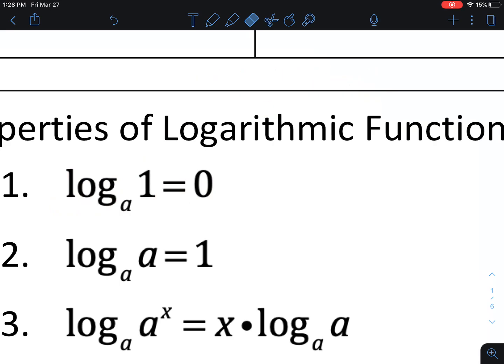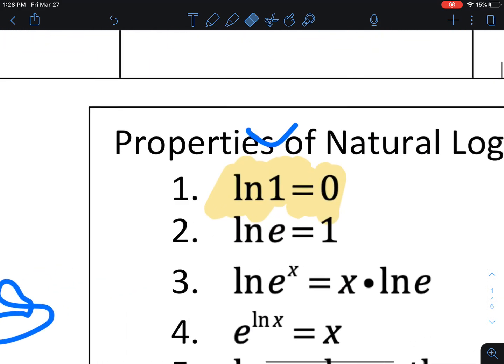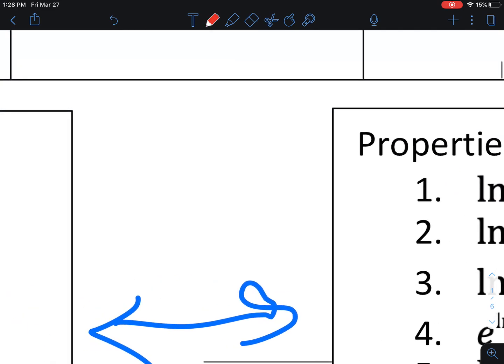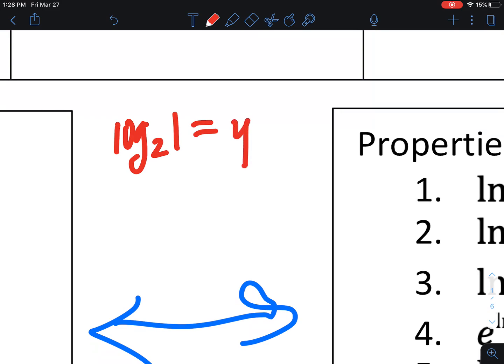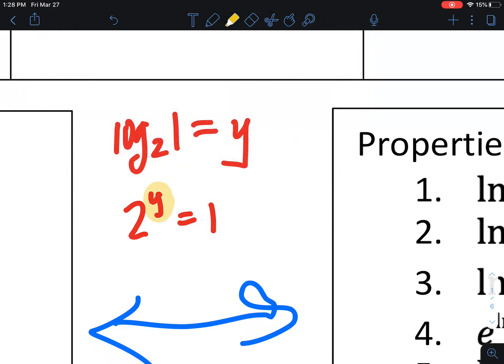So what's one rule you've got to remember? The log of any base of 1 always equals 0. Here's one way you can think about this. If I said log base 2 of 1 equals y, wouldn't your swoop method say 2 to the y equals 1? What power do you have to raise 2 to in order to equal 1? It's got to be 0. So anything with a 1 here is always going to give a 0.